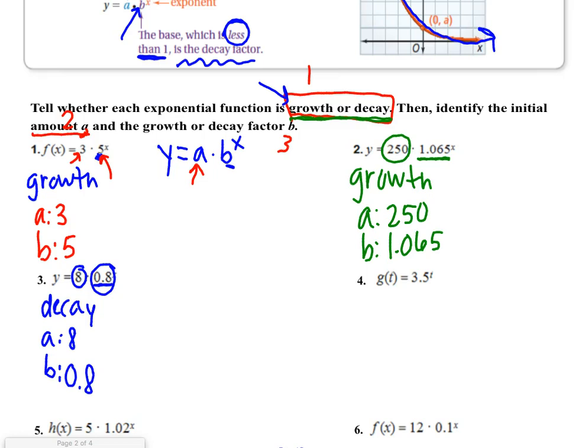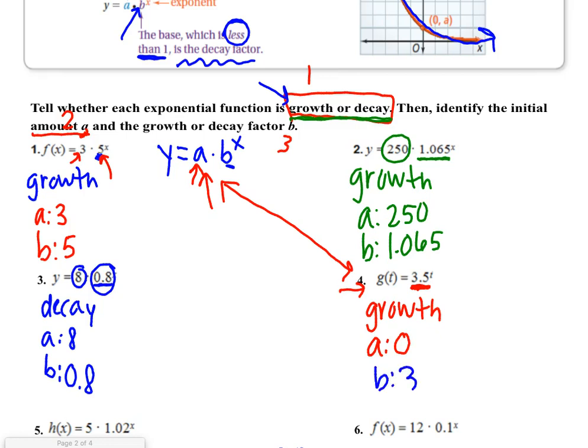Number 4, this is a great question. So, are we growing or decaying? So what's our number with the variable? 3.5, is it bigger than 1? Sure is, growth. But here's a tricky part, so look. These two functions look different, and they're different because number 4 is missing the a value. So if there's no a value, guys, it's simply just 0. It's not present. It's gone. But our b value, we can find it's 3.5.